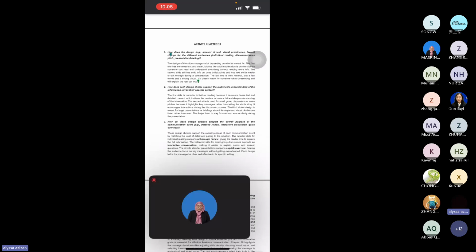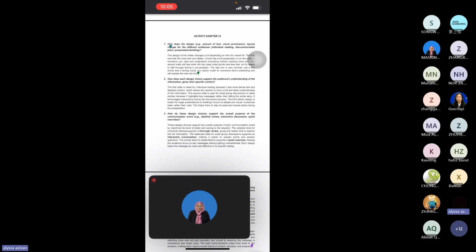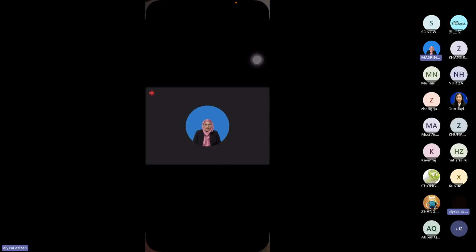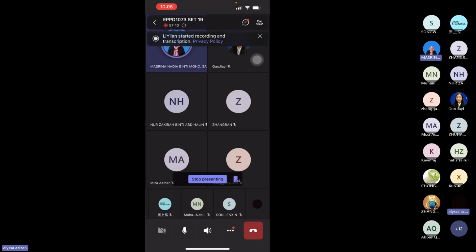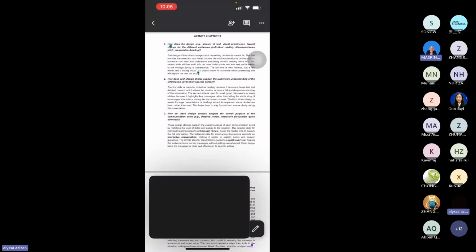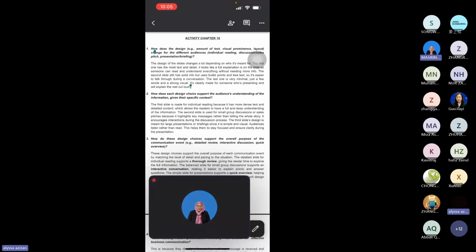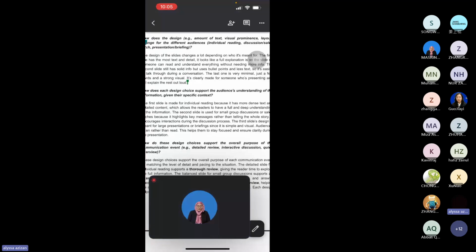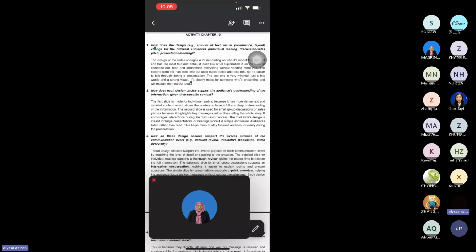Okay, so for chapter 10, the first question is, how does the design change for the different audience? Alisa, can you make it bigger? Okay. So the first question: how do the design, amount of text, visual prominence, and layout change for the different audiences? Individual reading, discussion or sales speech, presentation or briefing.